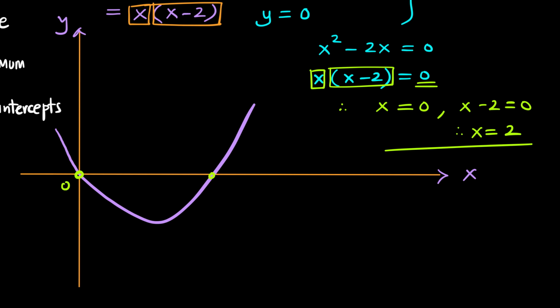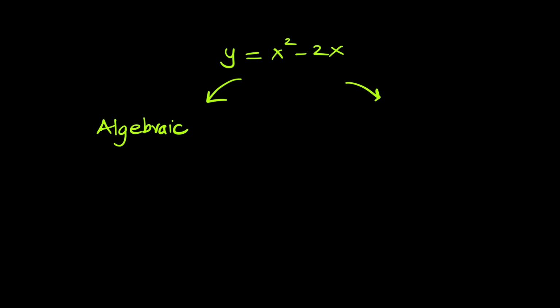That's one root and this is the point 2. Now, that was a simple example. What I wanted to emphasize is that we have one equation, y equals x squared minus 2x. Whether I solve it algebraically or based upon the sketch, I get the exact same answer, which is x equals 0, x equals 2.